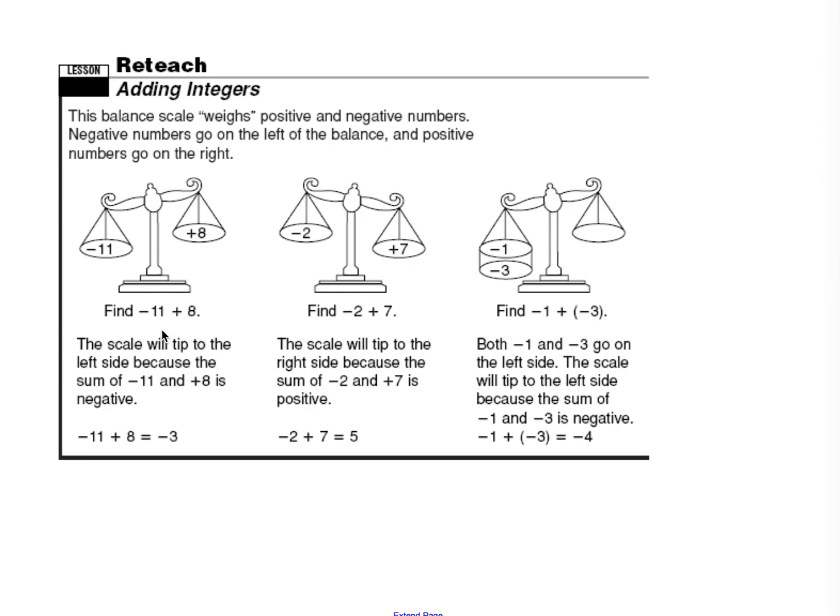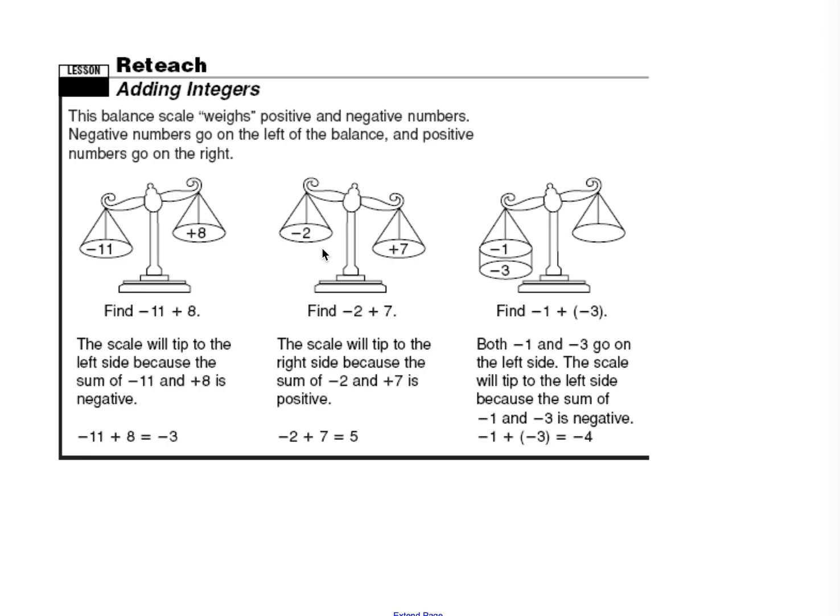So for this one, the problem is negative 11 plus 8. So they have negative 11. Our negatives are on the left side here. Positives are on the right, just like they would be on a number line. And I have 11 negatives, so it's weighing it down more on this side. So I'm going to end up with a negative answer. And to find that, I'm finding the difference between these two. 8 and 11, that's going to be 3, 11 minus 8. And then it's negative 3 because it's more negatives. It's tipped to the negative side.